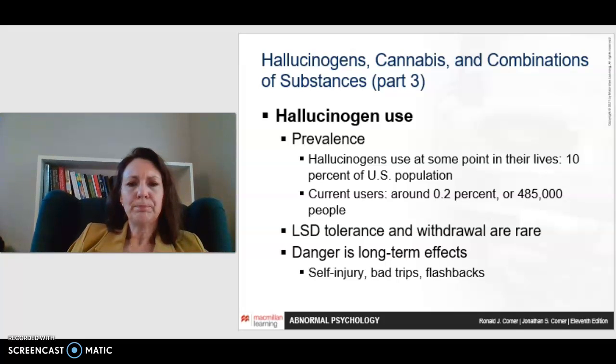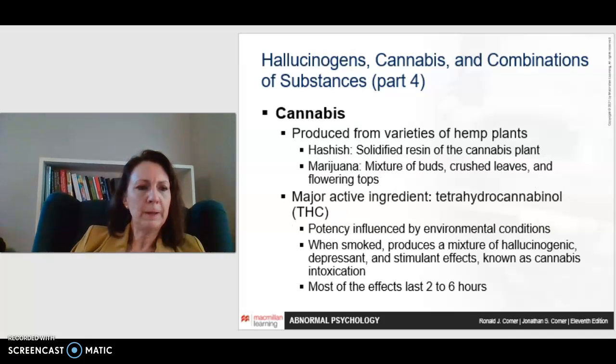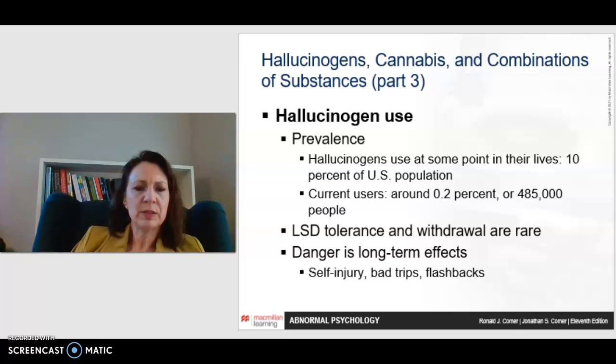About 10% of the population is estimated to have used hallucinogens at some point in life. Current users are around 0.2%. LSD with tolerance and withdrawal are rare, but the danger is in long-term effects like self-injury, having bad hallucinations or flashbacks.